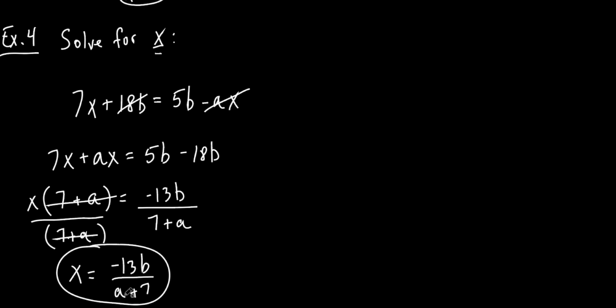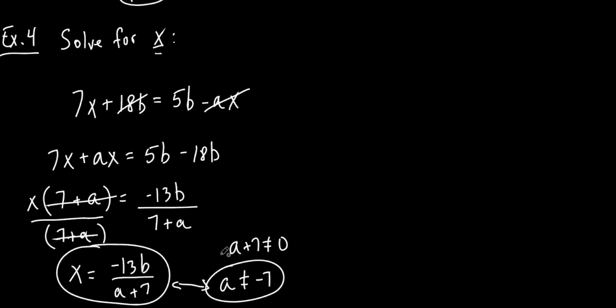Now, can a be 0? Sure, because what's 0 plus 7? It's 7, yeah. But that whole denominator can't be 0. So that whole a plus 7 cannot be 0. So what can a not be equal to? Negative 7, that's right. Subtract 7 from both sides, so a cannot equal negative 7. So technically, this is also part of your answer. These kind of go together.